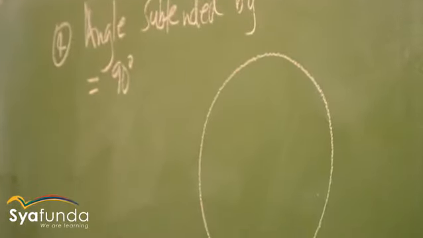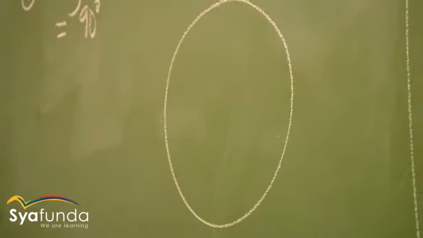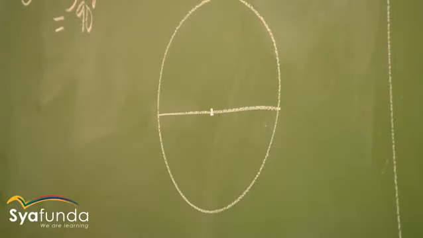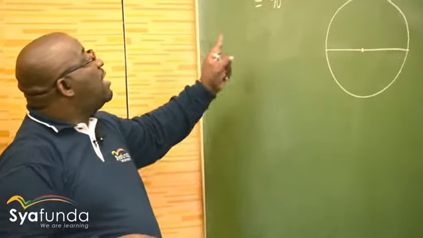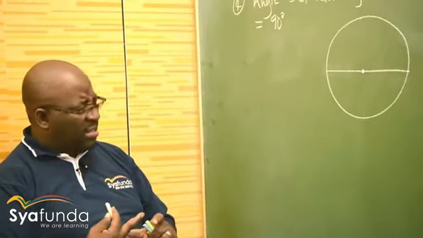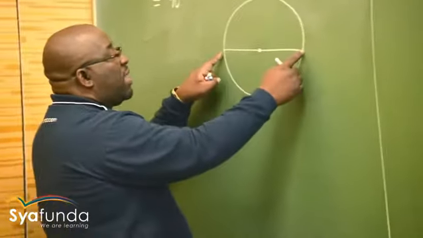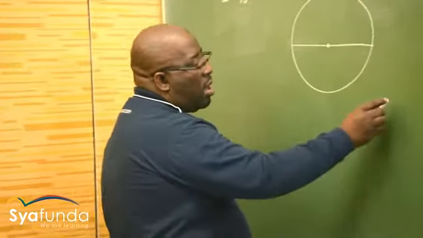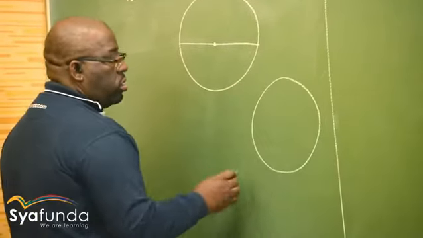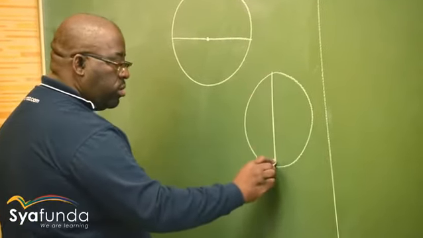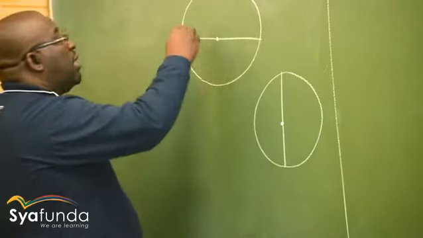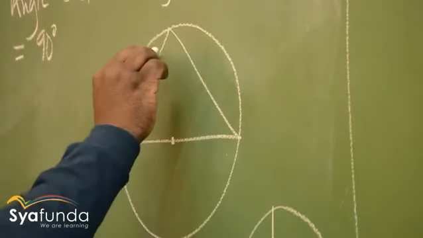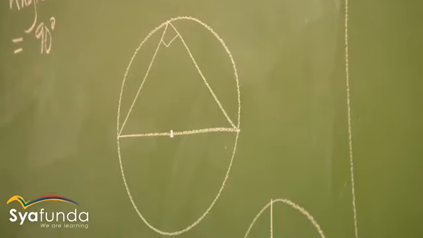If this is my circle, what is the diameter? It's the line that cuts the circle through the center into two equal parts. This is the center. Now this is saying the angle subtended by the diameter is equal to 90 degrees. Now if I go to the diameter and subtend an angle at the circumference, the theorem says that angle will be 90 degrees. So in other words, if I've got this angle there, the angle that is formed here will always be 90 degrees. This is what the theorem is saying.